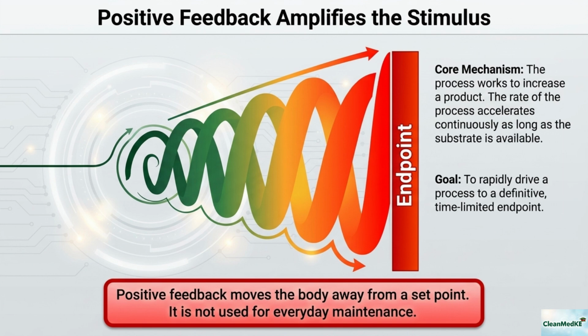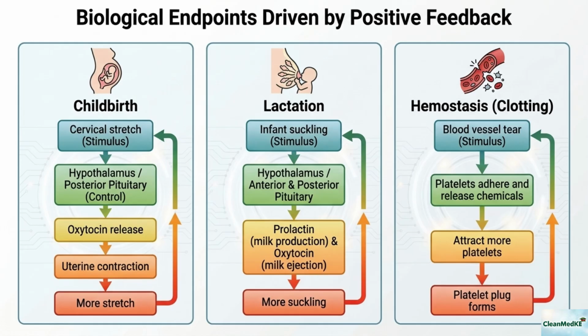Now, positive feedback is the opposite. It amplifies the stimulus. Instead of returning the body to a set point, this mechanism pushes the body away from balance to rapidly drive a process toward a definitive, time-limited endpoint. Because it accelerates a process continuously, it is not used for everyday maintenance, but for very specific, intense biological events. We see positive feedback in 3 major biological areas: childbirth, lactation, and blood clotting.